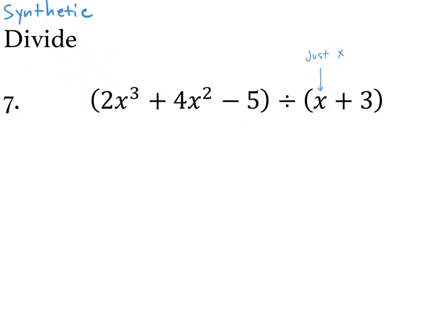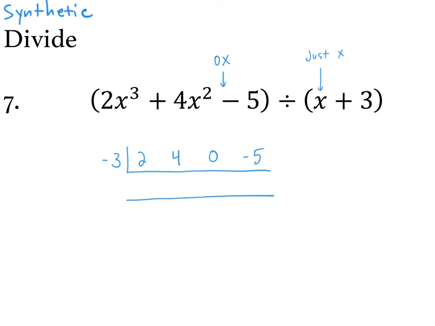Okay, way to do it is we'll set this thing up first, actually. And then you look at the divisor. Whatever number's in the divisor, you put the opposite out front. And then whatever numbers are in here, just the numbers, you put them in here. This one you just got to be careful that it skips over an x term, so you can think of it as a 0x. So when we're putting these numbers, 2, 4, and then 0, minus 5.